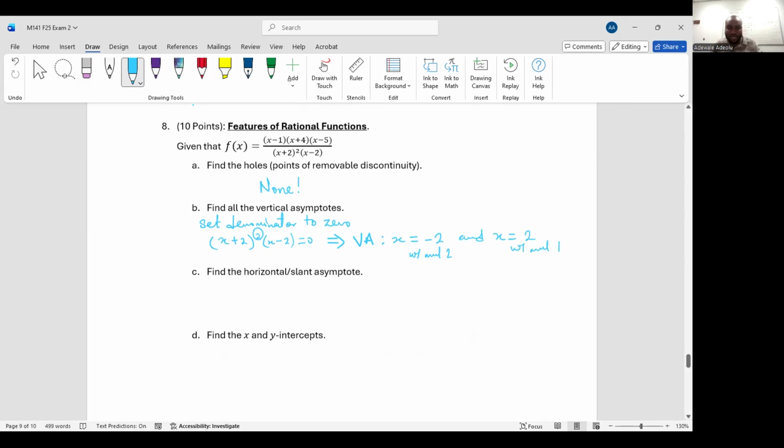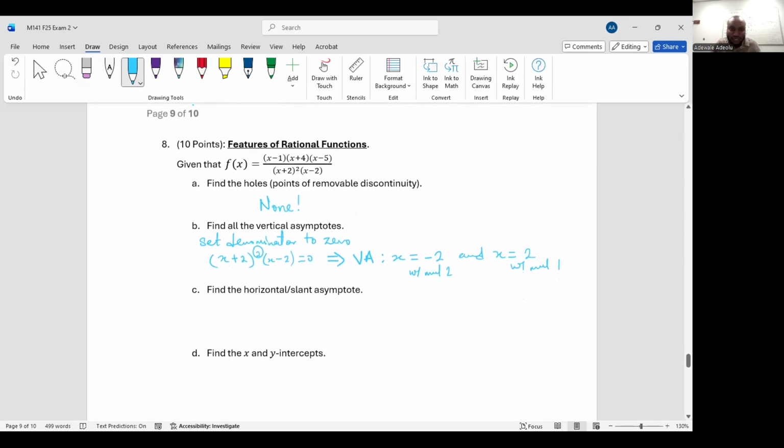Find the horizontal or slant asymptotes. Well, in the numerator we have x, x, x, so that is x raised to power 3. Here we have x squared times x, that is x raised to power 3. We have a situation whereby they have the same power. So we study the leading terms, x cubed over x cubed, and that is 1 over 1, which is 1. So y equals 1 is our horizontal asymptote. Done.